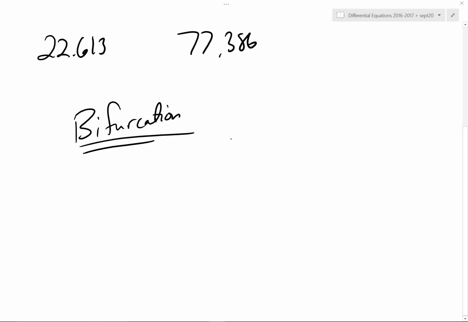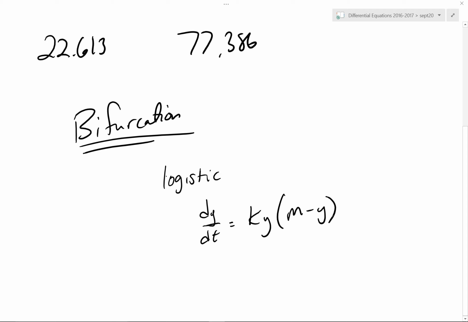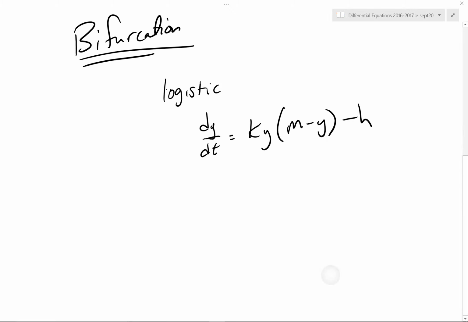It's the idea that most of the time, like 99% of the time, it's done with logistics. And you're going to have a logistic equation, something along the lines of ky(m - y) - h. And when you take this and stick it into the quadratic formula, you know this is going to become negative ky squared plus kmy, minus h, right?